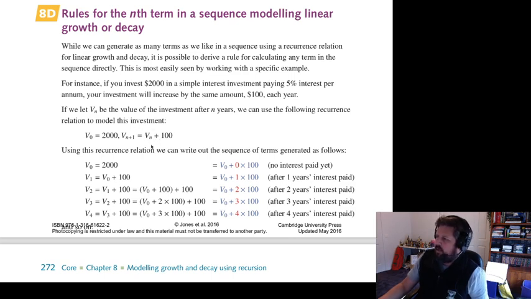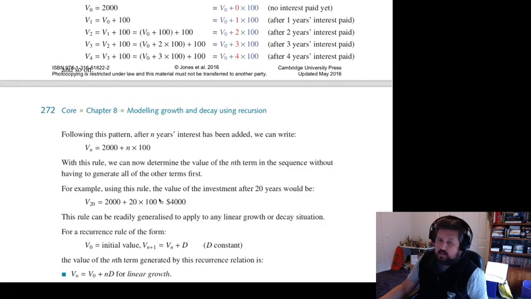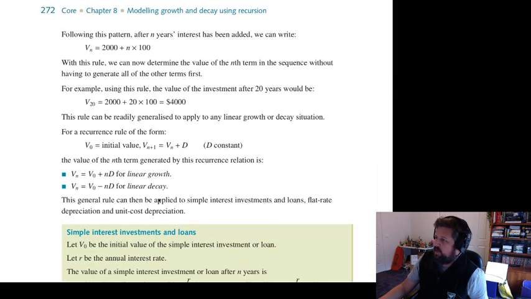Again, you could, as we show here, show what's happening after each of the years. That's cool. However, there is a pattern that starts to exist, and after a certain number of years, you could write it as Vn equals 2,000 plus n times 100. So the good news is, if you had to work out what's happening after 20 years or 30 years, rather than having to work through the pattern, you can just apply it after n years. So it's a lot easier.